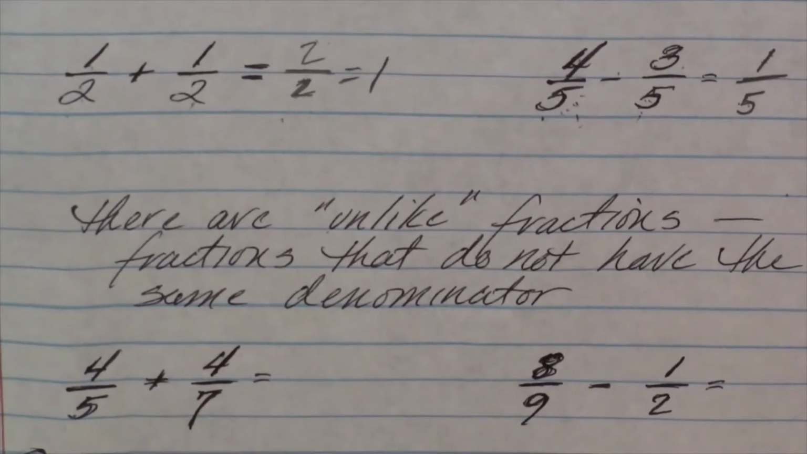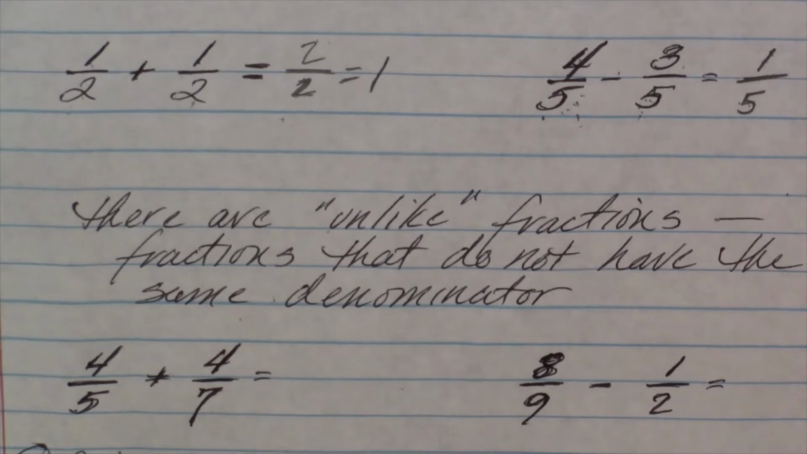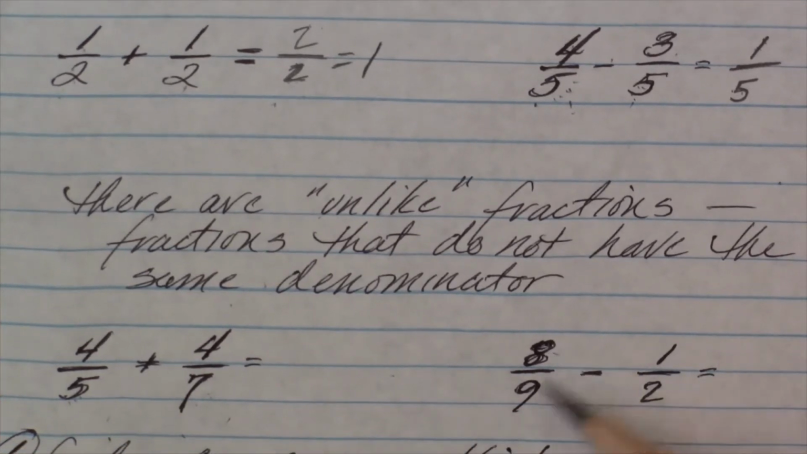But we also have unlike fractions. Unlike fractions are fractions that do not have the same denominator. In our example here, we have 4/5 plus 4/7. The denominators do not match perfectly. These are unlike fractions. We have to figure out what our sum is going to have for a denominator. And likewise, for our subtraction, we have 8/9 minus 1/2. The denominators, again, do not match.